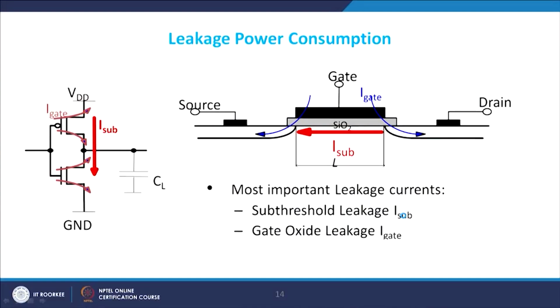So, when your gate voltage is just smaller than the threshold voltage of the device, there will be large carrier movement available, which will result in a subthreshold leakage. We will not go further than this, but I can write P leak equals I leak into VDD. Now, I leak can be written as I sub plus I gate, multiplied by VDD, fine. So, this is an important thing we get.